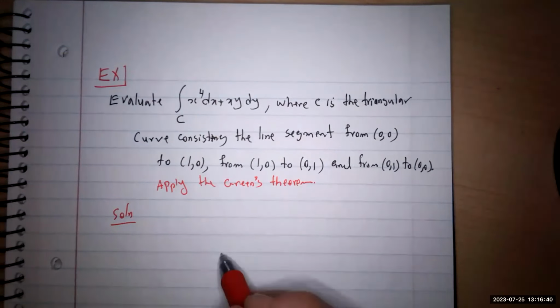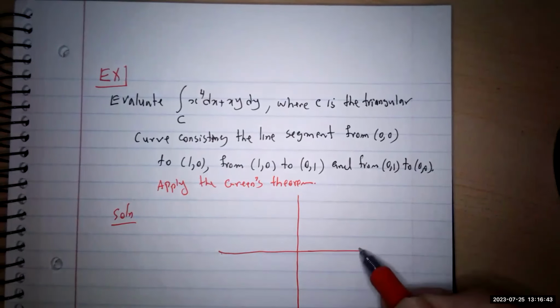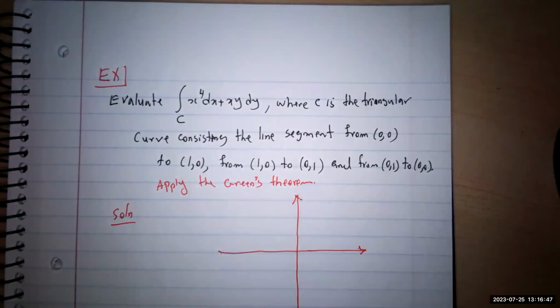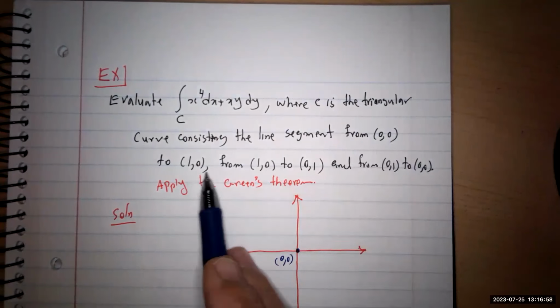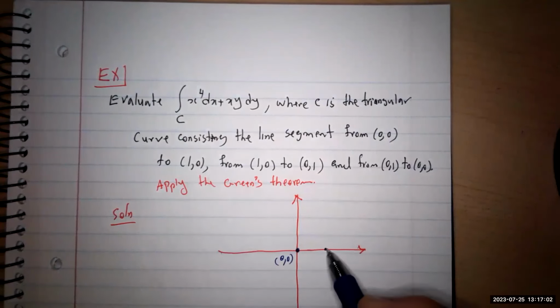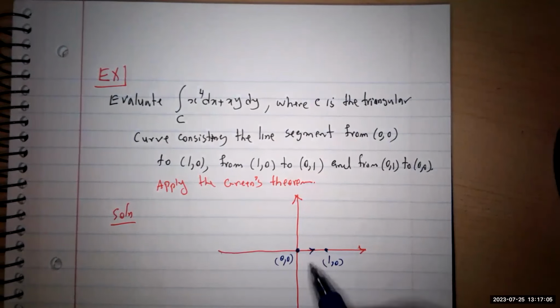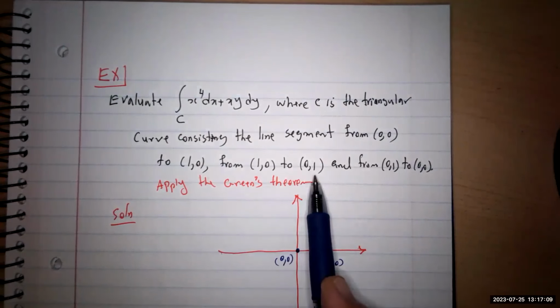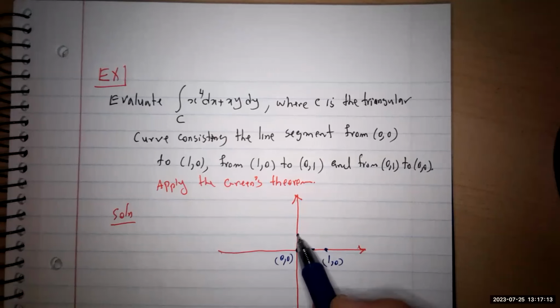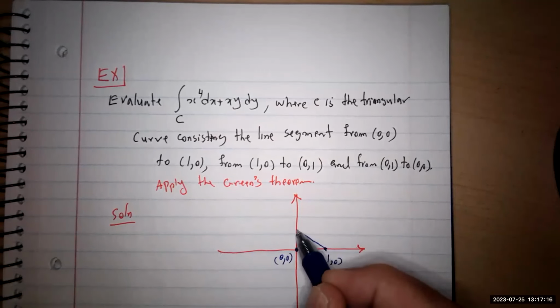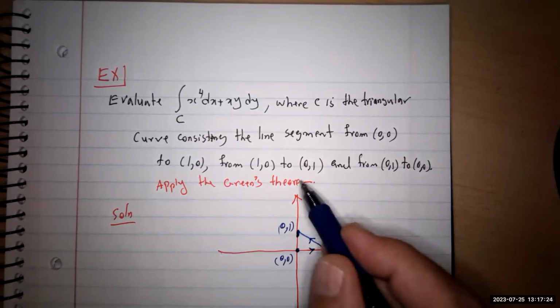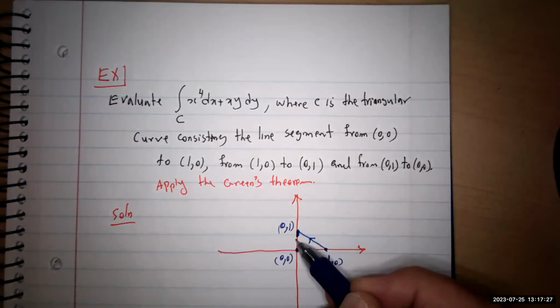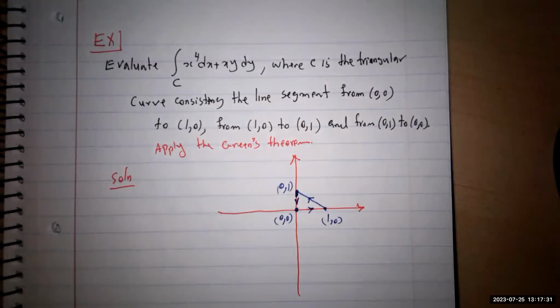So get this triangular region. We start with the (0, 0). We're going from (0, 0) to (1, 0). So this is our direction. Then from (1, 0), we go to (0, 1). Then from (0, 1), we go to (0, 0). So that's what we want. So it's a closed curve, a closed path.